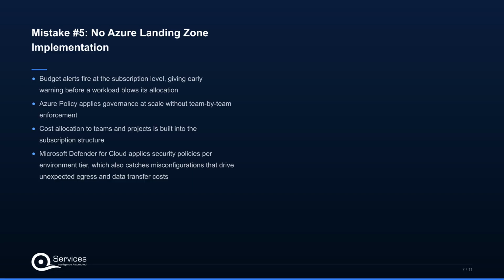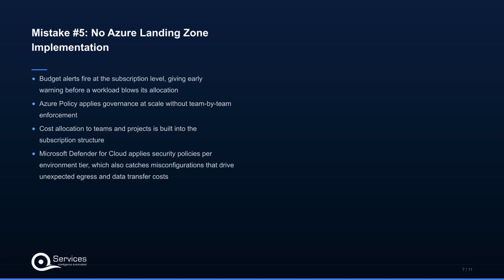Now, moving on to mistake number 5: no Azure landing zone implementation. An Azure landing zone is a pre-configured, policy-enforced environment structure that defines how subscriptions, networking, identity, and governance are organized before workloads move in. The analogy that holds: it's building the foundation and plumbing before constructing the house, rather than retrofitting infrastructure after the walls are up.